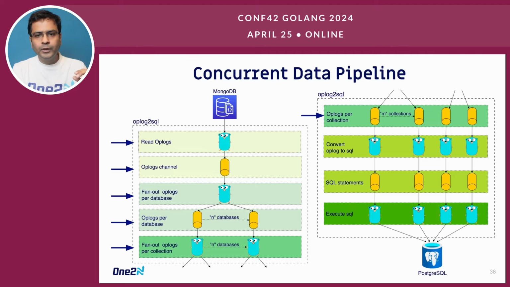A go routine will then process oplogs for only what that channel specifies, a database and collection combination. So this go routine is going to work on only, let's say, db1 collection1. The next go routine will work on db1 collection2, db1 collection3 likewise, and then a new set of go routines will work on db2 collection1, db2 collection2, etc. So we've essentially got m times n go routines.